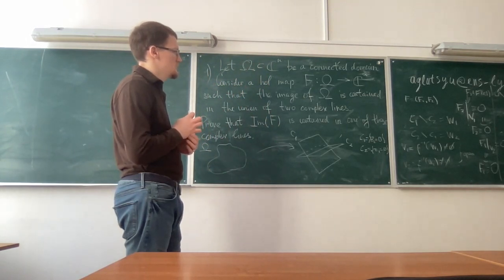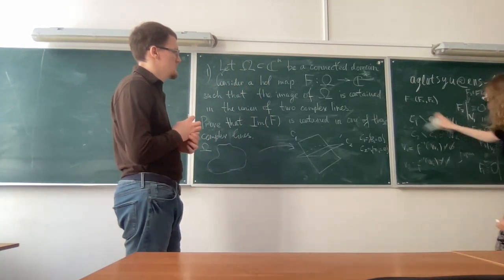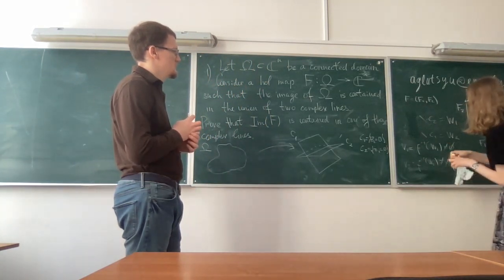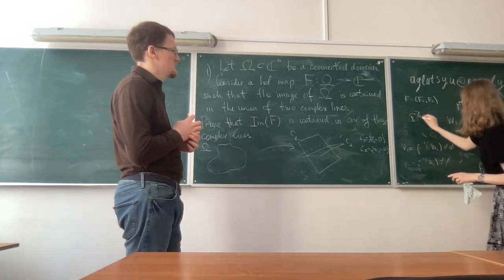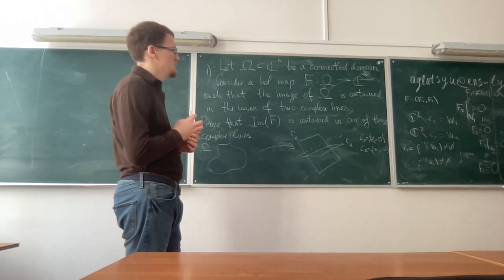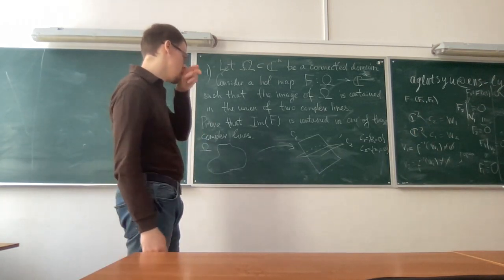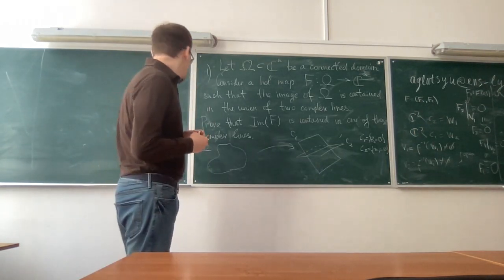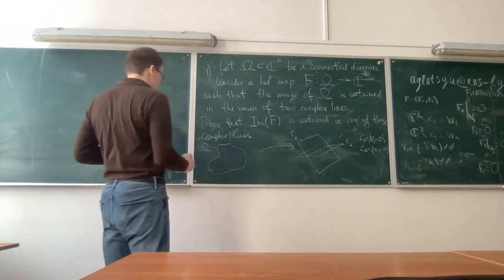I believe it's better to define W1 and W2 as C squared without the lines. So they are open subsets in C2, and then yes, it's exactly the same. Yes, thank you.